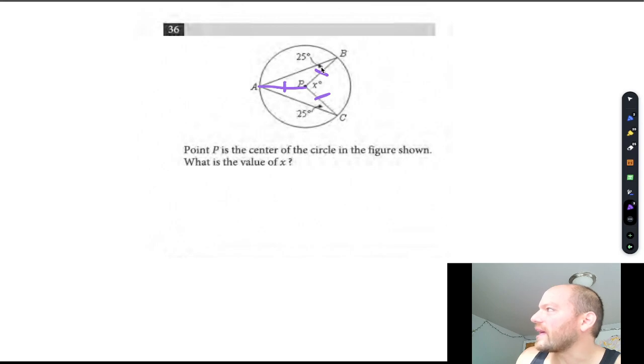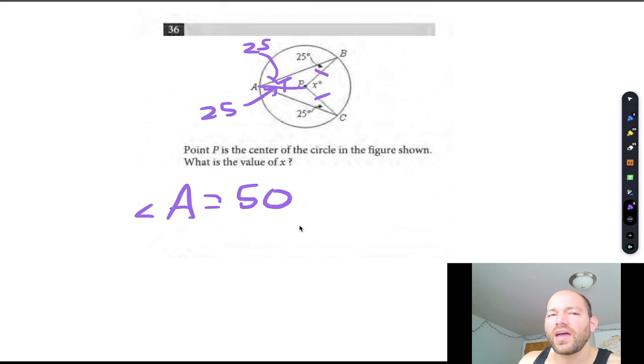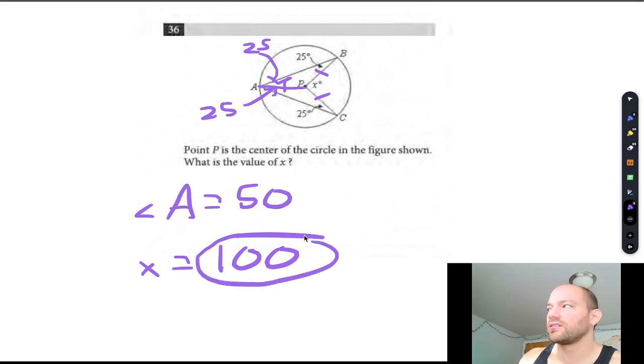So if that angle here is 25, it means this angle there is 25, and this angle there is 25. So that means that angle A is 50, because 25 and 25. And the central angle is going to be double 50, so it's going to be 100. Really, not too bad after all, eh?